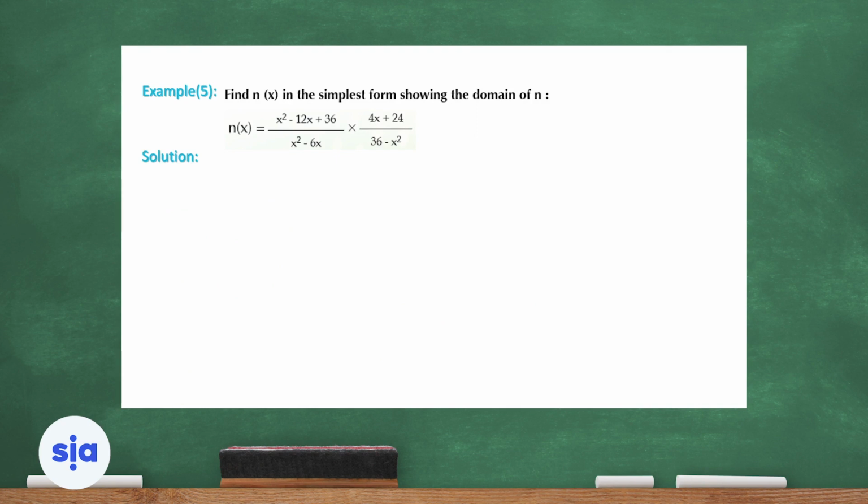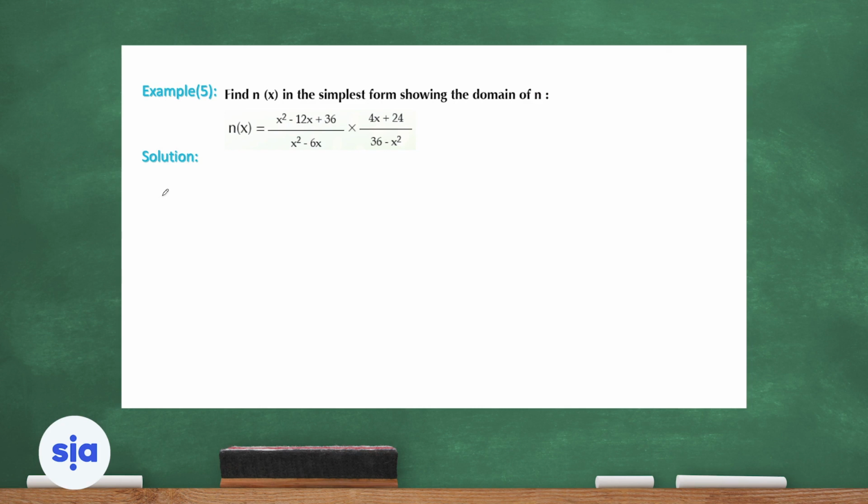Okay, let's see another example. In this example, take care, it's multiplication. In multiplication, we don't do keep, change, flip. In multiplication, we multiply numerators together and we multiply denominators together. So let's now go and try to simplify.